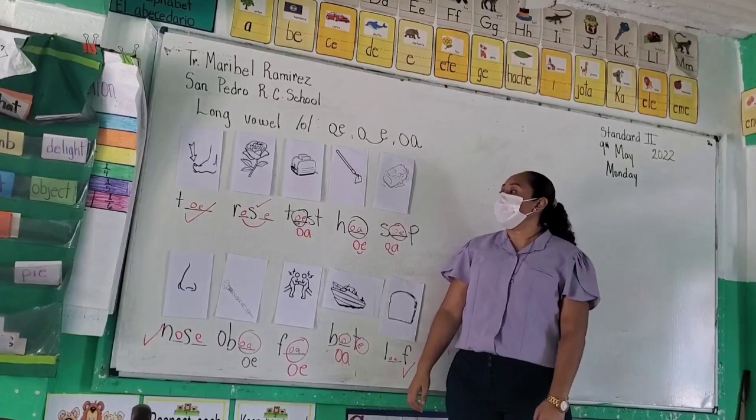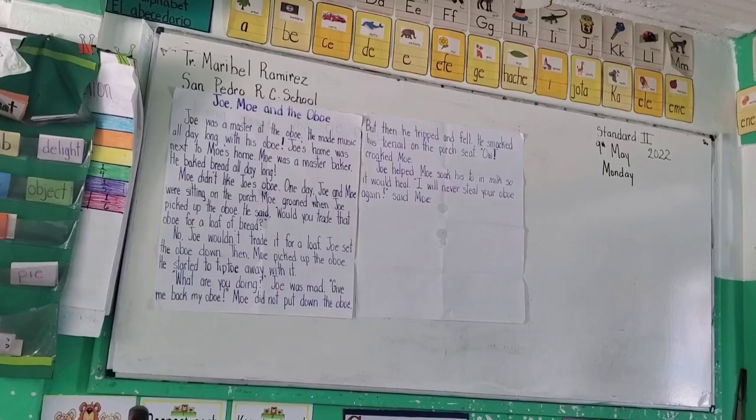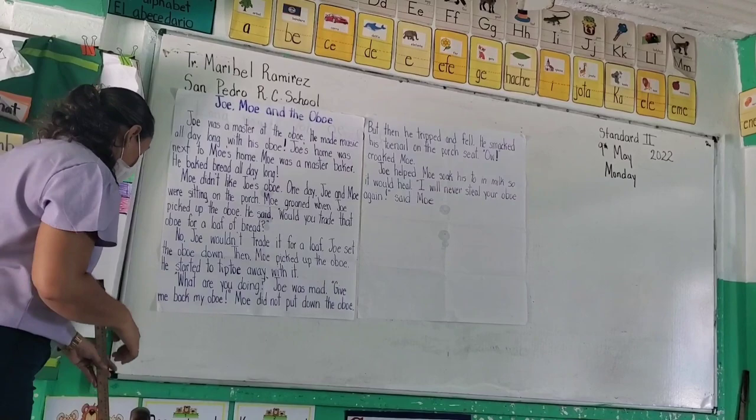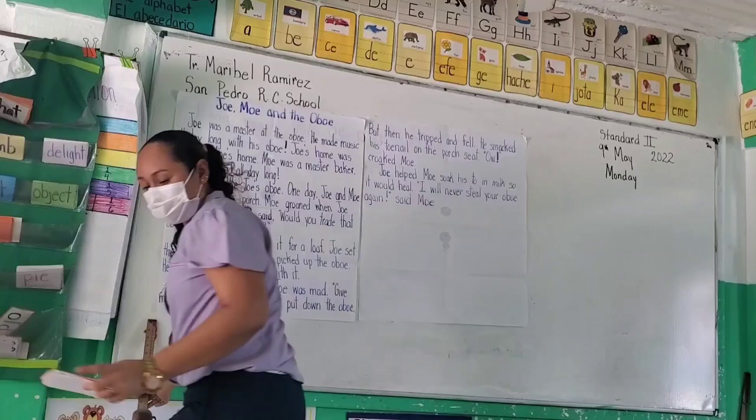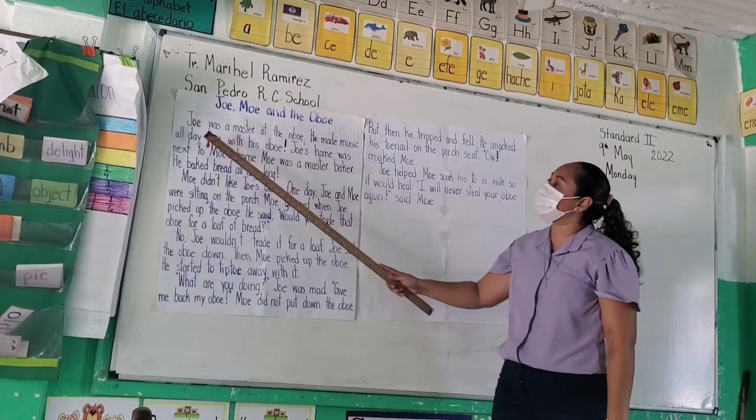Okay, very good, guys. Now let's look at our story. Let me start. It says, Joe, Moe, and the Oboe. That is the title of the story. Joe was a master at the oboe. He made music all day long with his oboe.